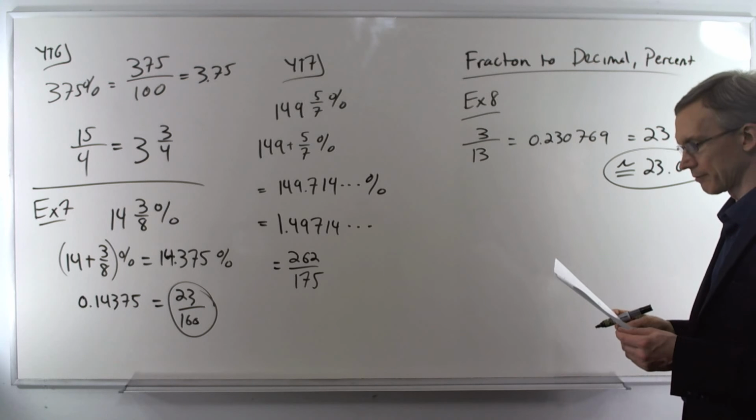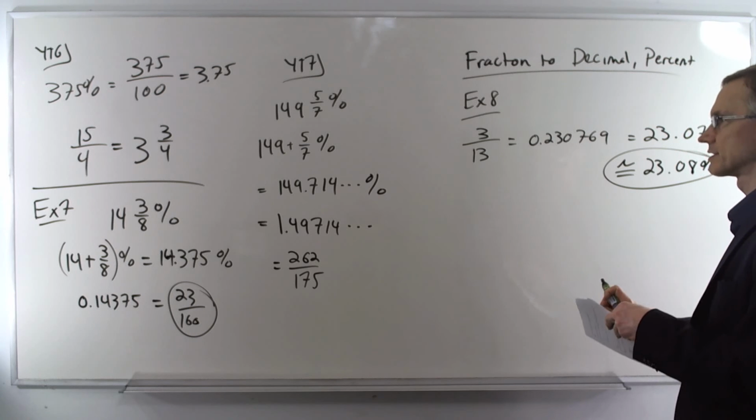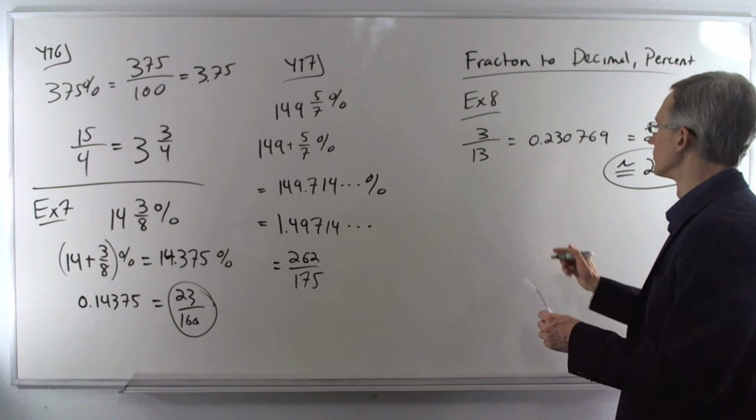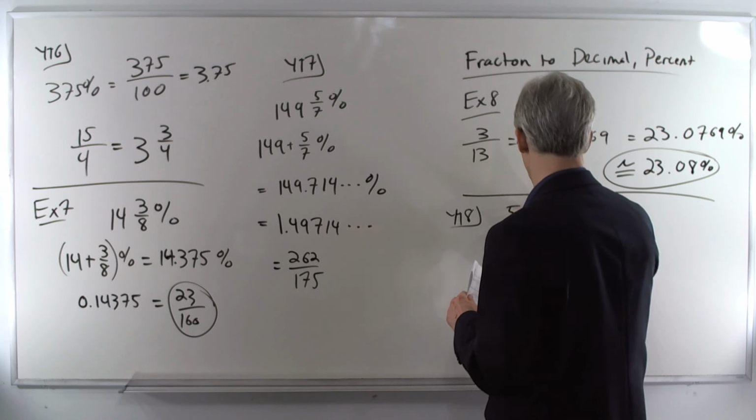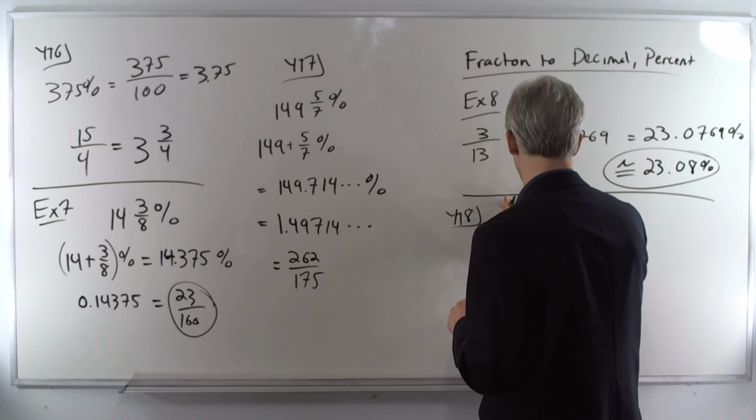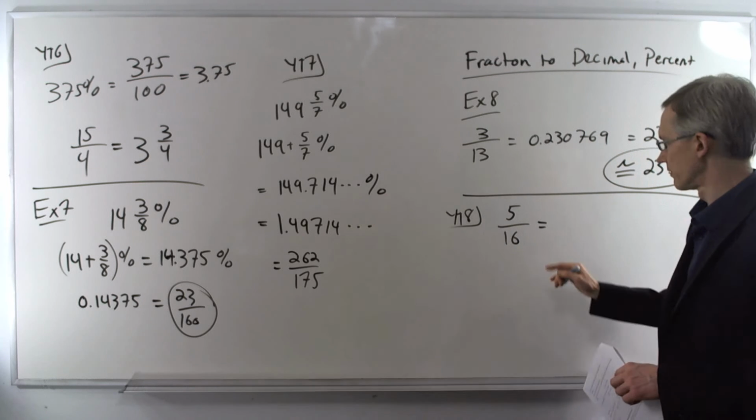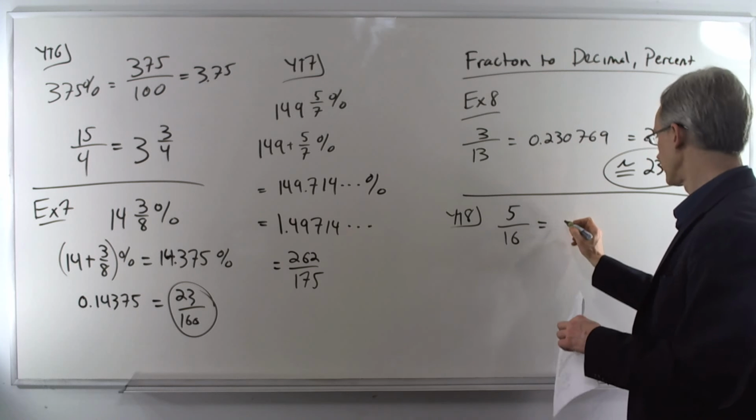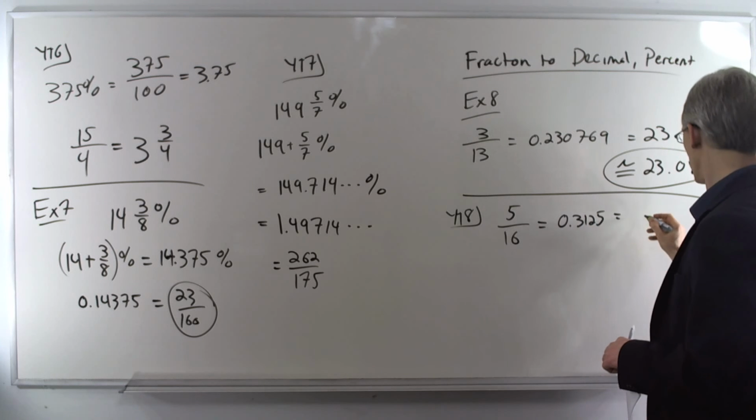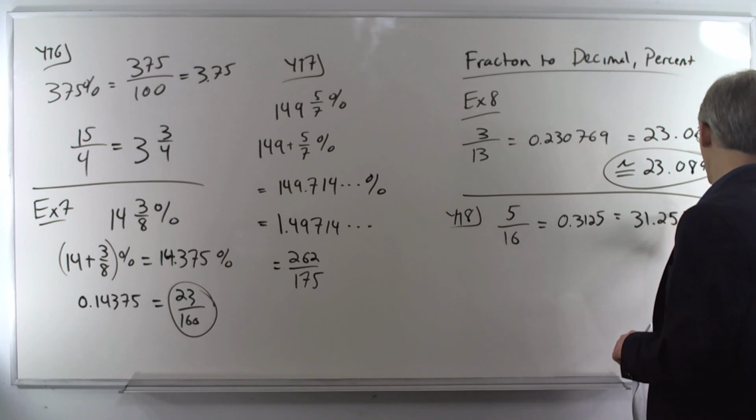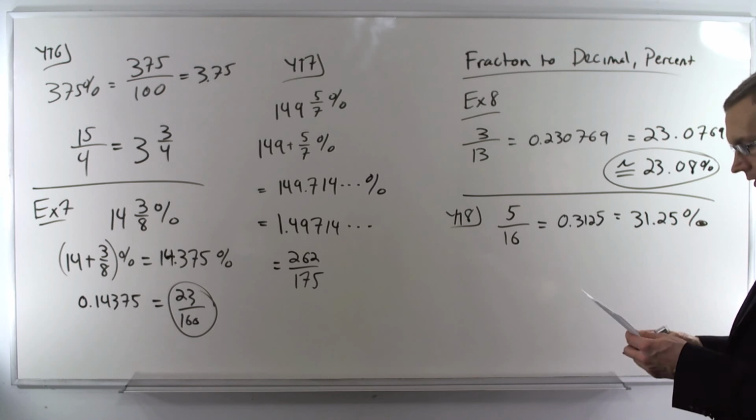Your turn, number 8. Get a couple of them there. Convert 5/16 to a percent, round to the nearest hundredth if necessary. All right, so we divide this in the calculator, we get 0.3125. Move the decimal 2 to the right, we get 31.25%. And we're right up to the hundredth, so no rounding needed.